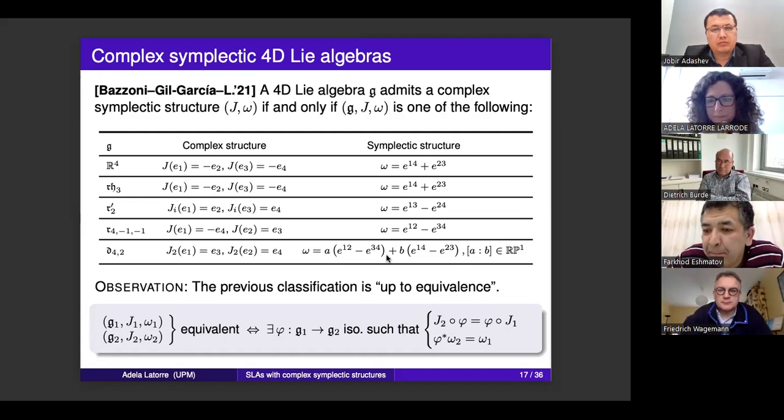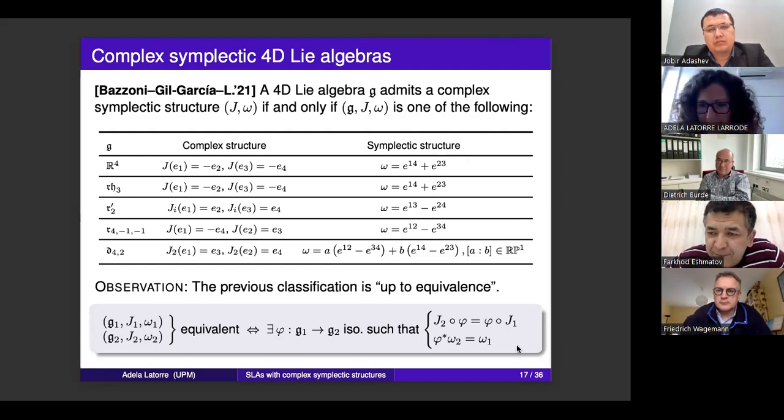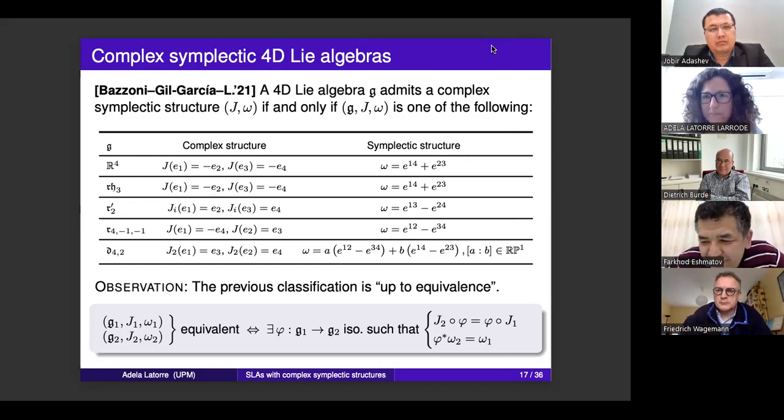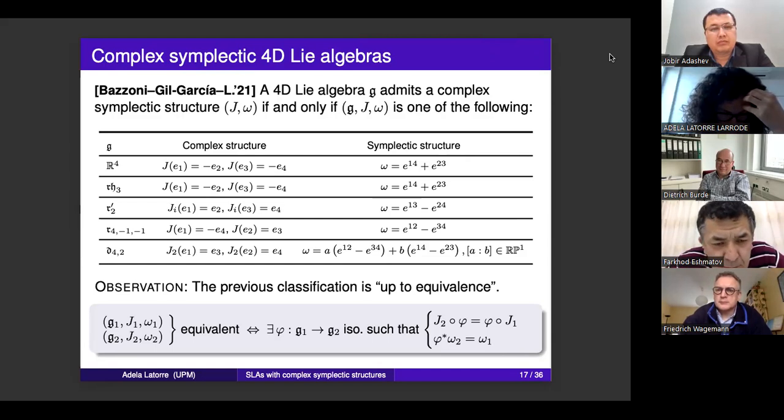I have a question. Sure. Adela, are you hearing me? Yes. Okay. I'm not seeing you, but I have lost some details. Have you said that all solvable Lie algebras of dimension multiple of four are classified?